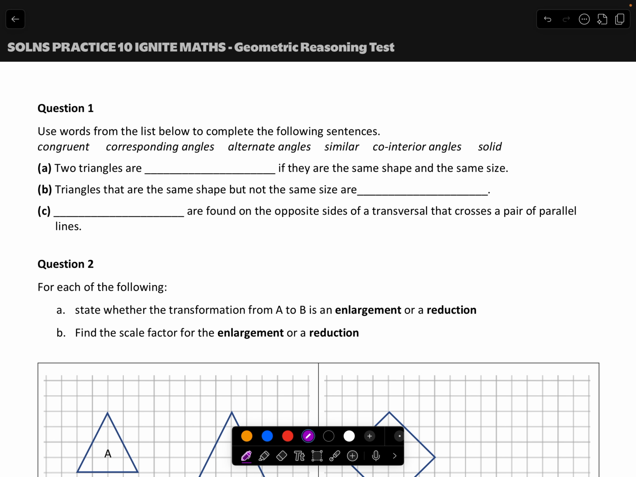Question 9, show that the following pair of triangles are similar, stating the appropriate similarity test, showing all your working. I need to prove angle CAB. Angle CAB equals 180 degrees, take 60 degrees, take 40 degrees, that's going to be 80 degrees, because angles in a triangle.